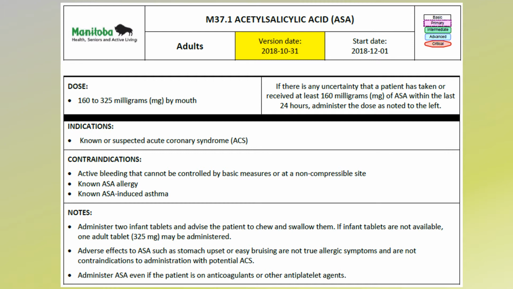I just want to go over very quickly the new ASA med page. So this is M37.1. Again, you can see the dose, 160 to 325 milligrams by mouth. Get them to crunch it up. Wonderful. The indications, no change. Contraindications, no change there either.